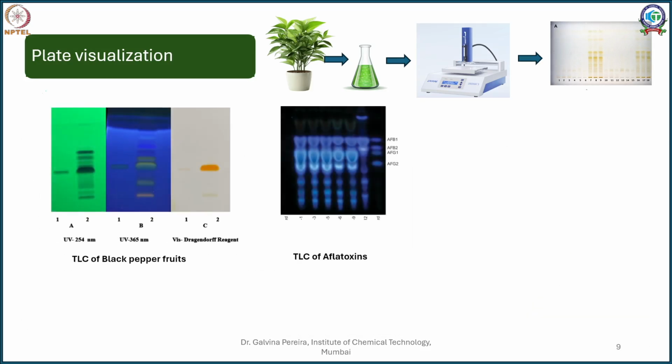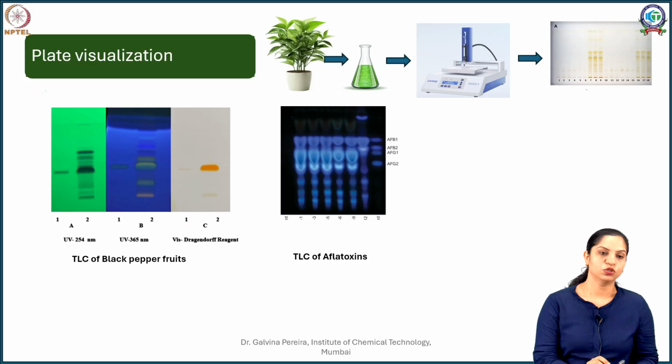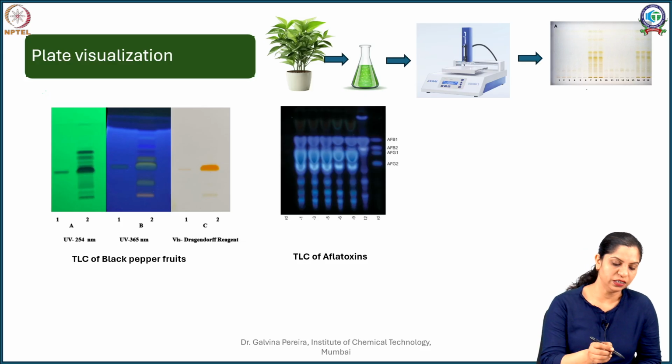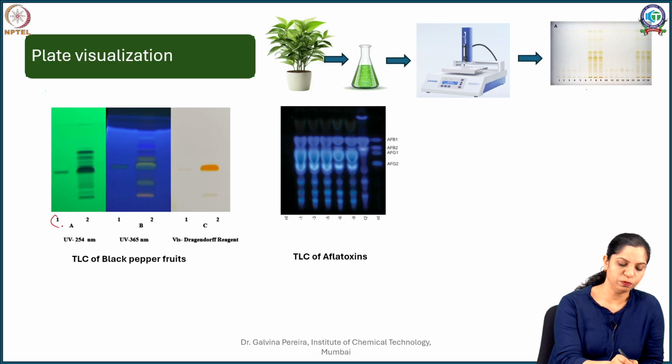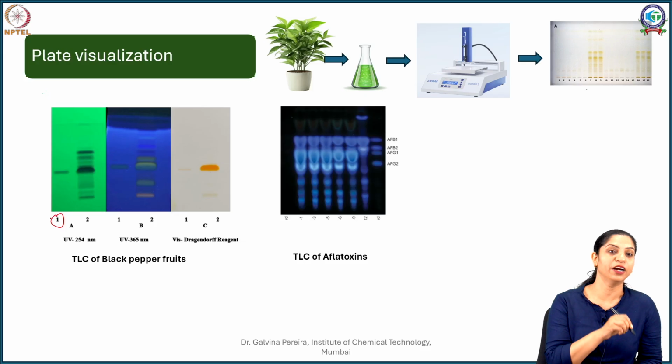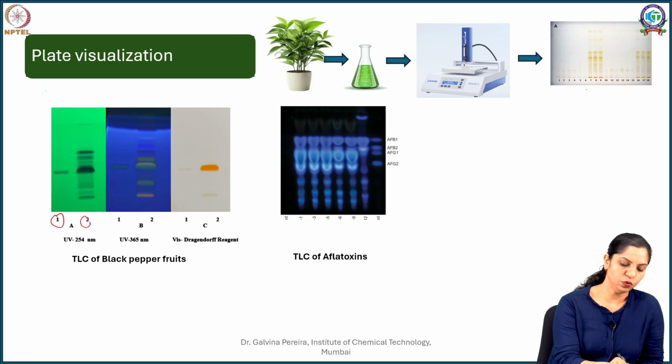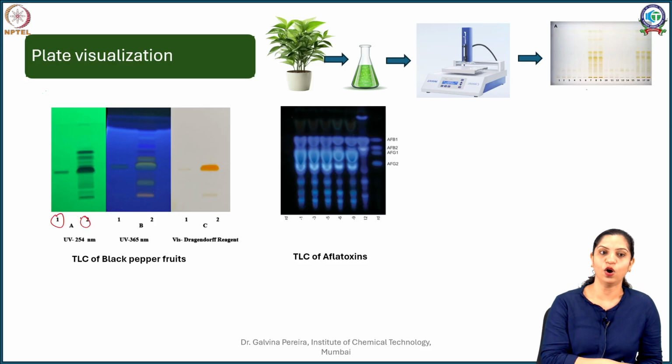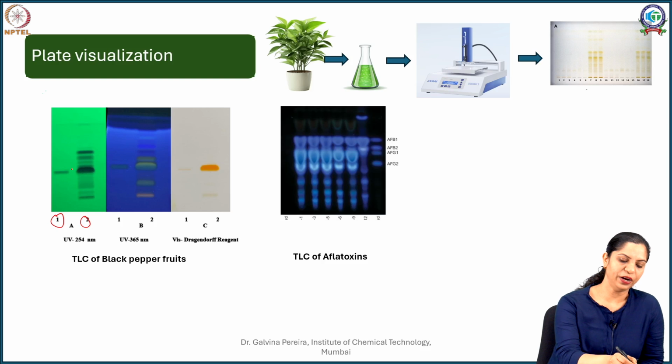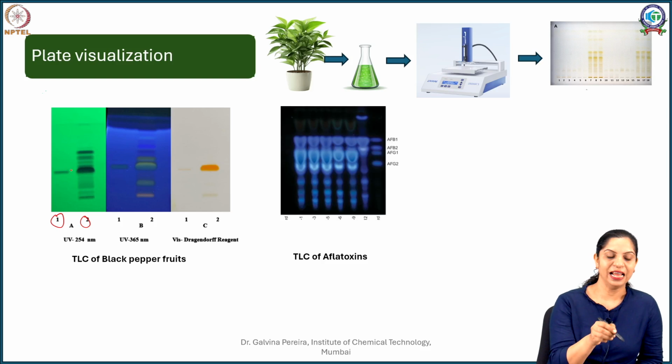So this is a UV plate of black pepper fruits. When we run this black pepper, especially in toluene ethyl acetate, you can see at one spot I have marked my standard piperine, and at 2 I have my black pepper alcoholic extract. So you can see standard piperine is just a single band, and this black pepper fruit contains numerous compounds. Now I am seeing this under UV 254.